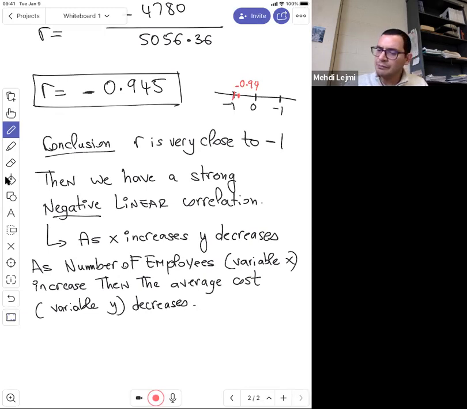You don't have to compute the sum of the X squared or the sum of the Y squared, etc. All you have to do is just plug the numbers in the formula of R and compute this R. So let's do an exercise.